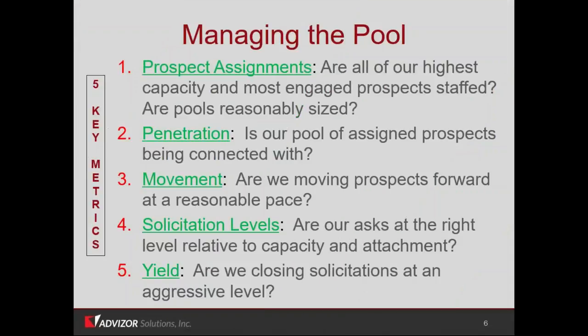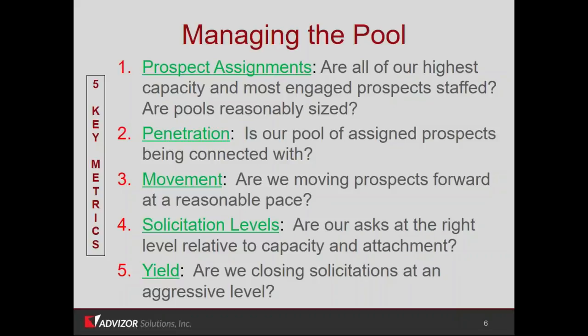But when we do this work, there are 5 key metrics we work with major giving teams. And the data is usually there to work with all of these. But the first one is prospect assignments, making sure that all of the highest capacity and most engaged prospects are staffed, and that the pools are reasonably sized across the team.